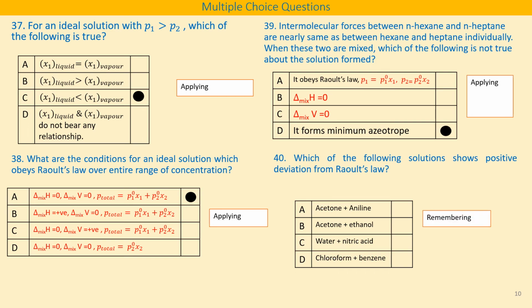So, please analyze for a while and note that acetone plus ethanol is an example of solutions showing positive deviation from Raoult's law, since acetone-ethanol attractions are weaker than acetone-acetone and ethanol-ethanol interactions. Hence, option B is the correct answer. Please mark it. Next question.